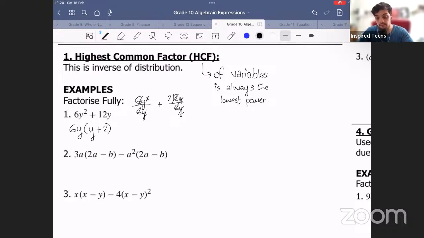Okay, so when they say it's the inverse of distribution, if you have to distribute this out, you would get back that answer again. So 6y times y is actually 6y squared. 6y times 2 is actually 12y. So there we go, the inverse of distribution.